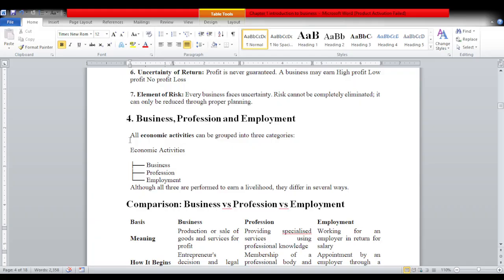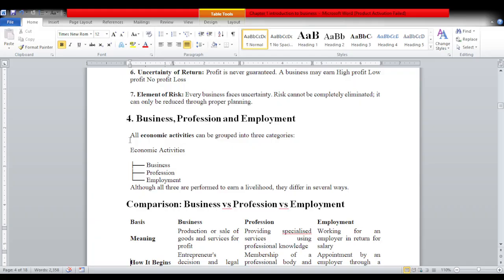You cannot deny the uncertainty, or say that your product will definitely sell in the market. Risk can only be reduced through proper planning: planning for the marketing of the goods and planning for the marketing of your services. This is how the element of risk might be reduced or mitigated through proper planning. So this is how the characteristics of business help you understand business and its various activities.